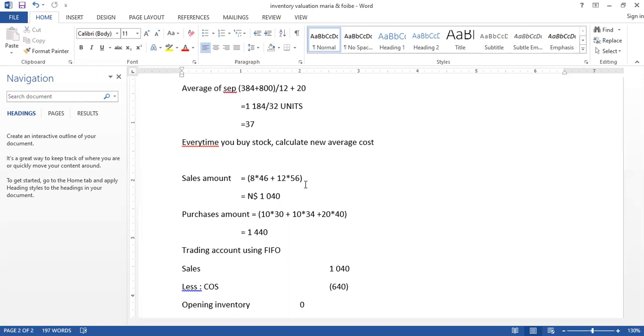And then in December again, you sold 12 pairs of shoes at the price of 56. So meaning that each pair of shoes is 56 Namibian dollars. So how much sales did you make? 12 times 56. How much income did you make?